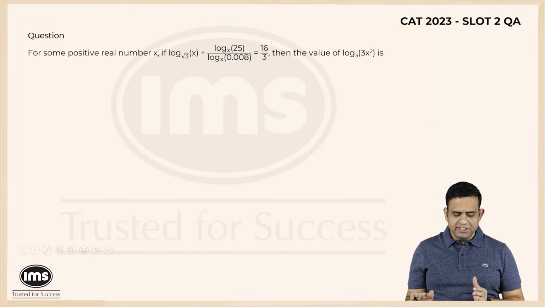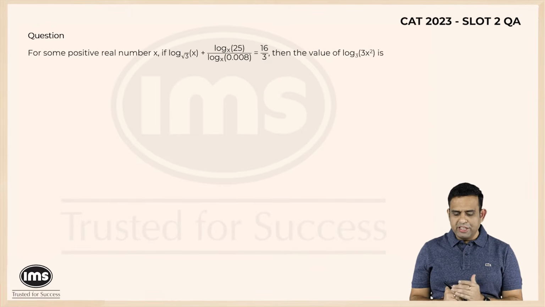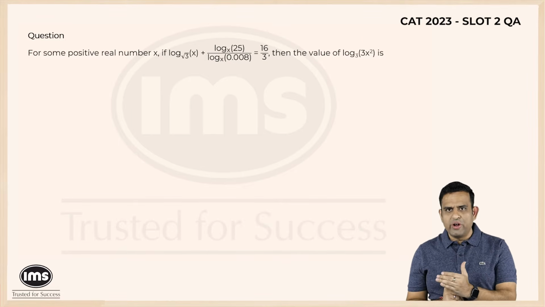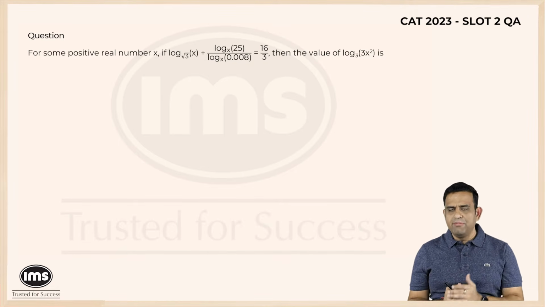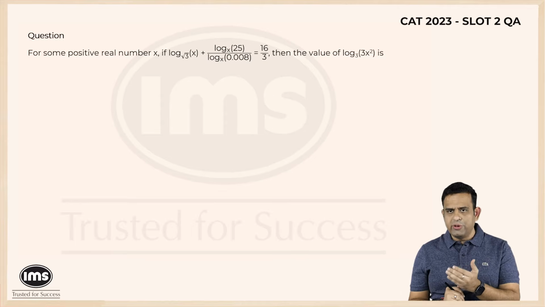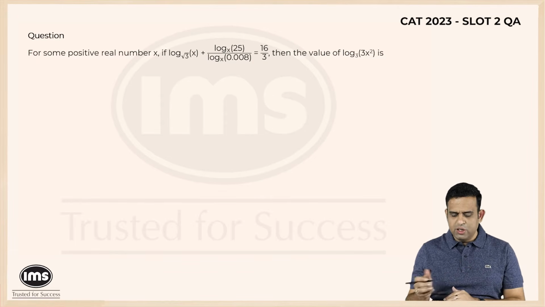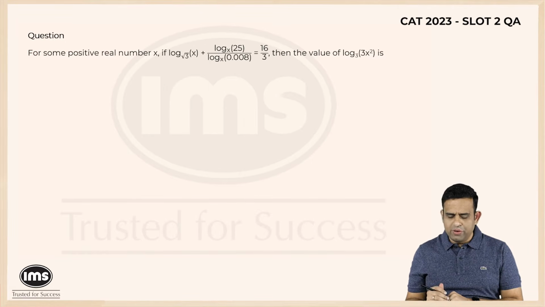In the next question, it says that for some positive real number x, if log of x to the base root 3 plus log of 25 to the base x divided by log of 0.008 base x is equal to 16 by 3, then find the value of log of 3x squared base 3.